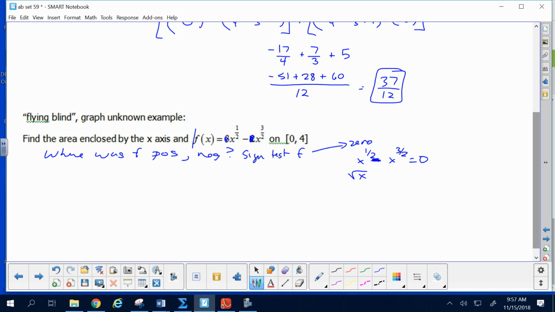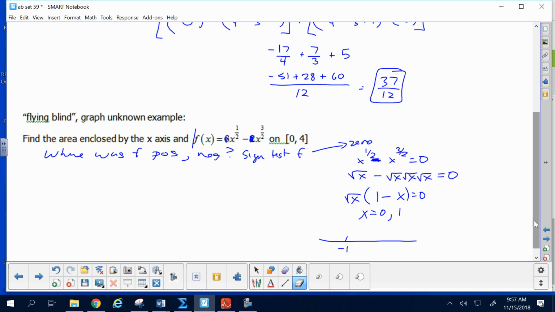You might even think of it this way. This is how I picture this. Does that help? Okay, what's the greatest common factor? You can take out a square root of x. What's left? 1 minus just x. Okay. Then zeros are 0 and 1. Okay. Now in terms of signage, not negative 1, that's 0.